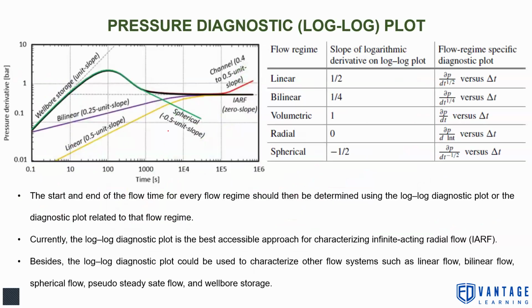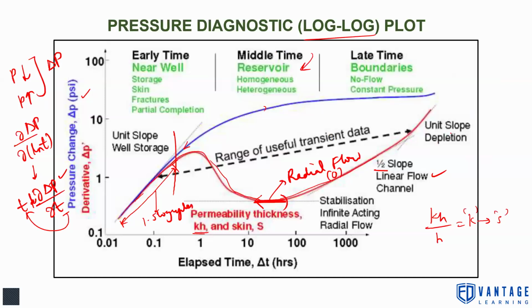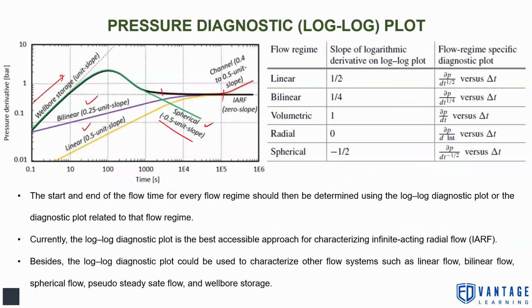So if you have a slope of minus 0.5, it is spherical flow in the reservoir extent. If it is zero slope, it is radial flow. If it is 0.25, it is bilinear flow. If it is 0.5, linear flow. If it is unit slope, it is wellbore storage or pressure depletion. So unit slope will give us depletion at the late time region. So the linear flow regime has half slope, bilinear flow has 1/4 slope, a volumetric reservoir has unit slope, radial flow has zero slope, and spherical flow has negative half slope.